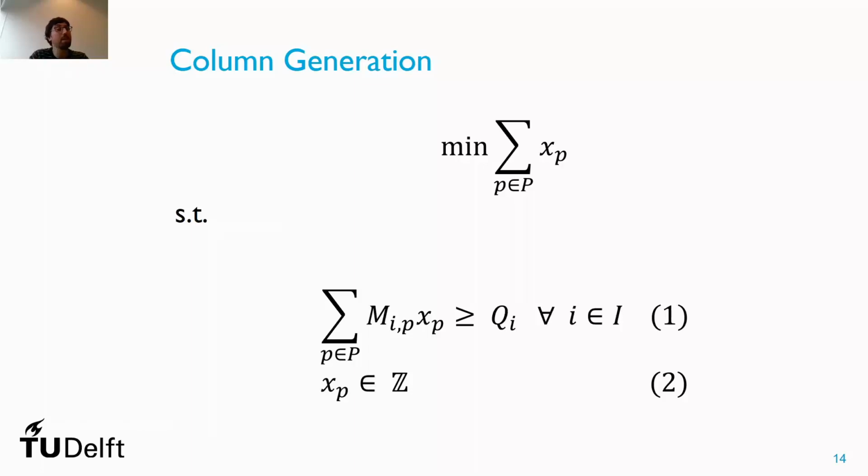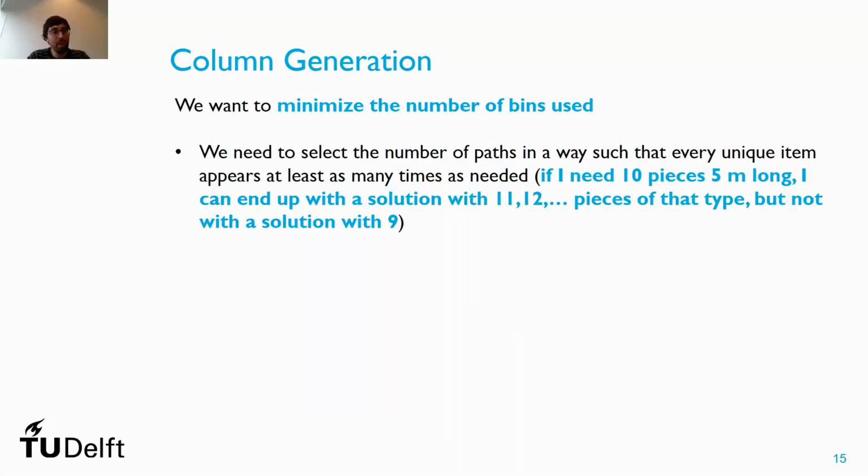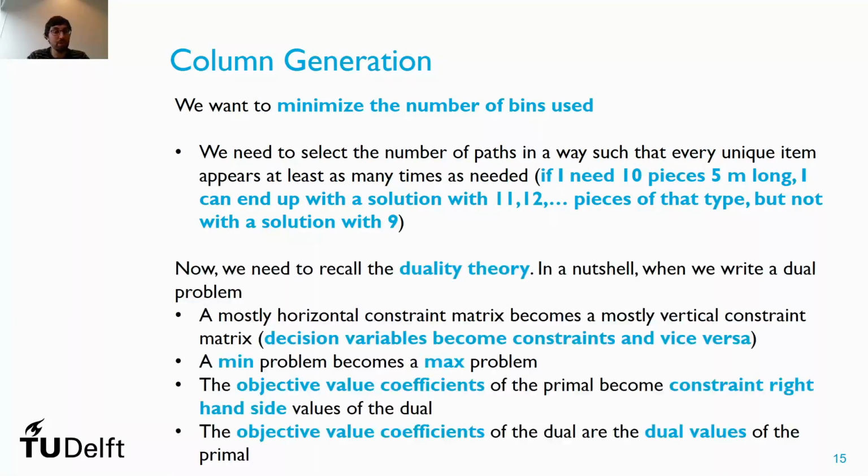So this is a greater or equal type of constraint, which entails that if we have a bound, let's say, of 4 for a certain item, we can produce 4. We can even produce 5. I mean, the fifth one will not be assigned, but we cannot produce 3 because we would be short on the demand side. So again, we want to minimize the number of bins, and we want to select the number of paths in a way that satisfies our demand requirements, pretty much. And again, this is a recap also from the previous video.